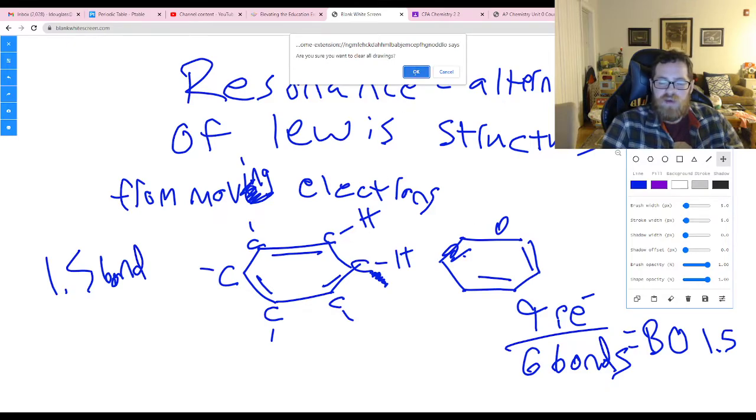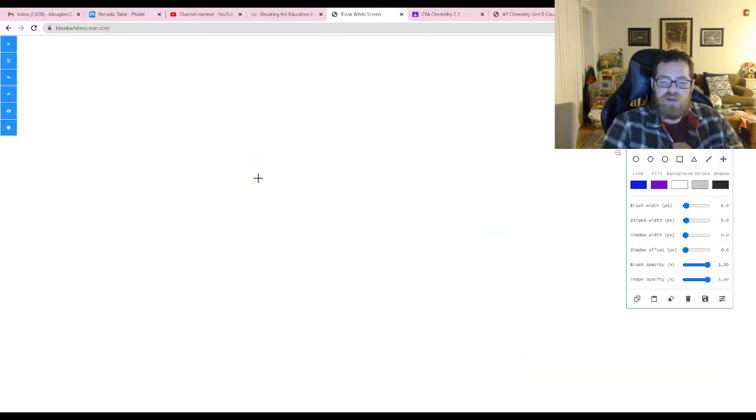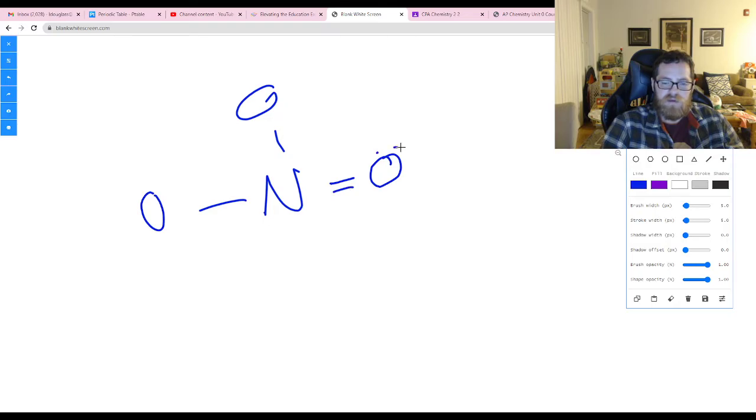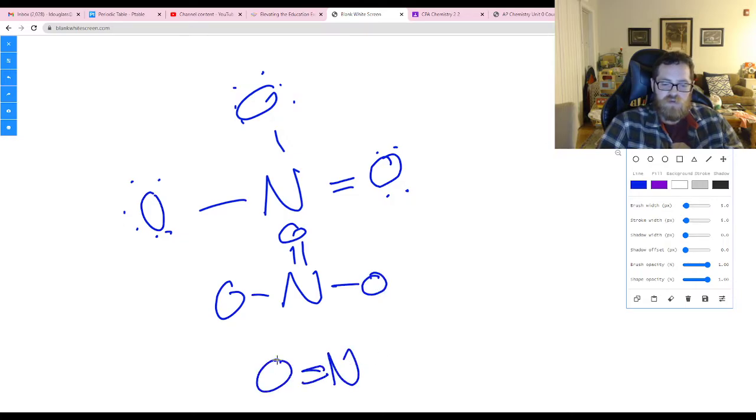We also see resonance with our polyatomic ions, so the one I just had before, NO3. We have a double bond here, a single bond here, and a single bond here with all our ions. But there's no reason that these ones couldn't form the double bond instead. And so what you get is, I'll just leave out the electrons, 3 different structures for NO3.